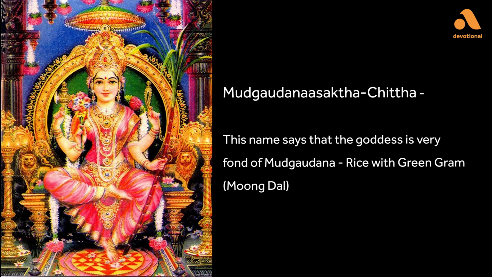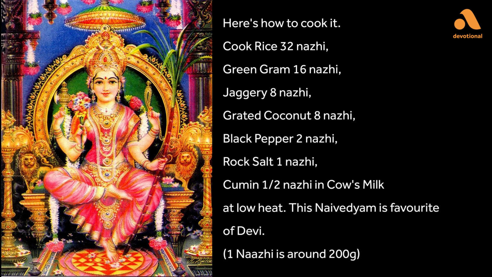107th verse. Mudgaudana Sakta Chitta. This name says that the goddess is very fond of Mudgaudana, rice with green gram, that is moong dal. Here's how to cook it. Cook rice 32 nari, green gram 16 nari, jaggery 8 nari, grated coconut 8 nari, black pepper 2 nari, rock salt 1 nari, cumin half nari in cow's milk at low heat. This Naivedyam is a favorite of Devi.